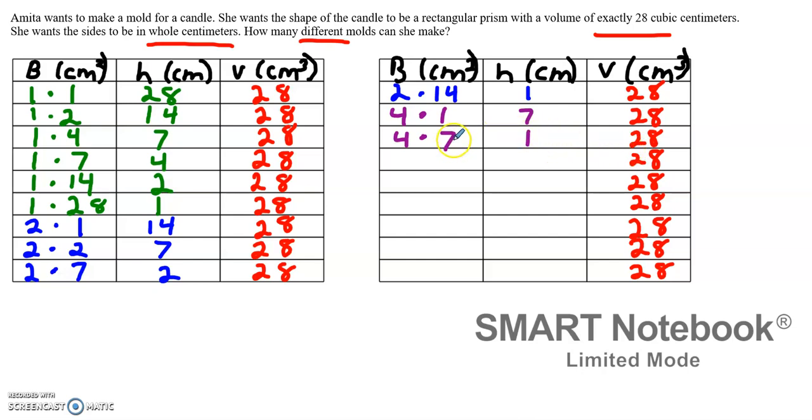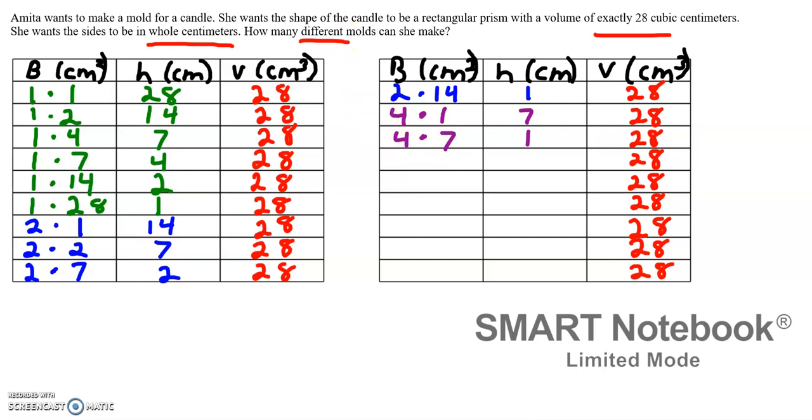I also notice here that there is no other number that I can multiply by 4. And I could test it out. If in doubt, test it out. What about 4 times 6? Well, 4 times 6 is 24. 24 times any whole number, can that equal 28? No. So I know that I could skip that.